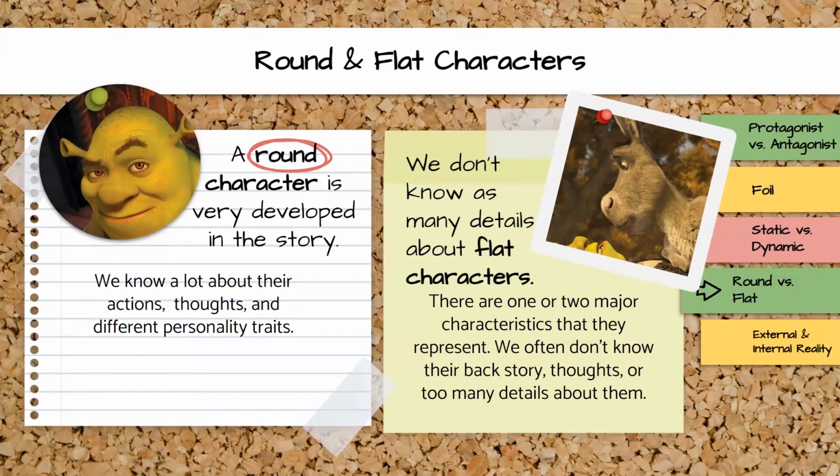A good example of this is Shrek versus Donkey. We know a lot about Shrek. The story revolves around him. We know the internal battles that are going on. We can see him changing throughout the story. He's pretty complex. Whereas Donkey is basically a lovable, annoying sidekick the whole time.